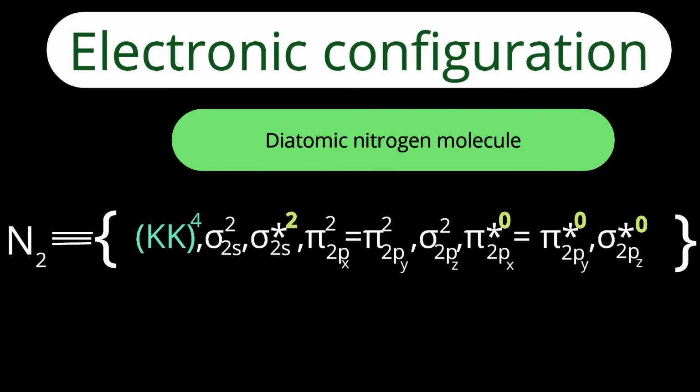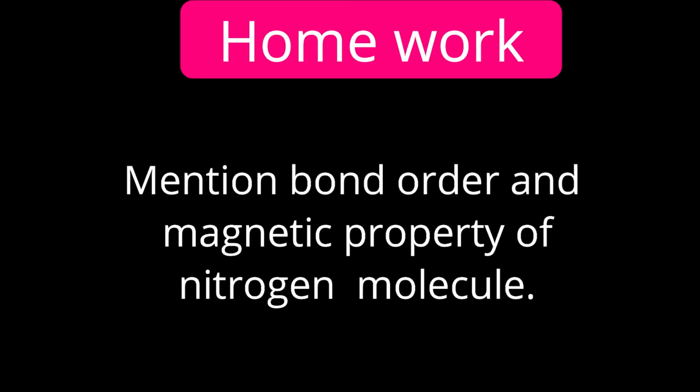It's a homonuclear diatomic molecule. Whatever explanation I have given you in this video is a general explanation. The particular, perfect explanation is there in another video, Making Sense for MO Diagram of Nitrogen Molecule. As homework, two simple questions. You only have to mention the bond order and magnetic property of the nitrogen molecule. Already the answers are given in this video. Bond order, one number will be there, and magnetic property, paramagnetic or diamagnetic. I am waiting for your answers in the comment box.